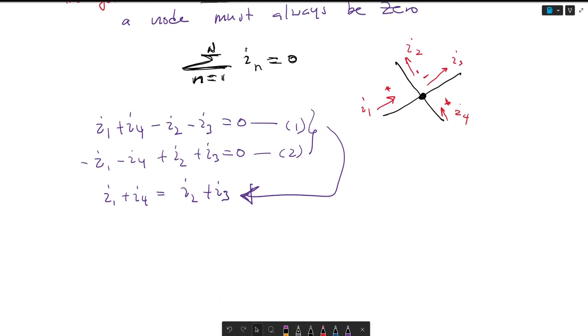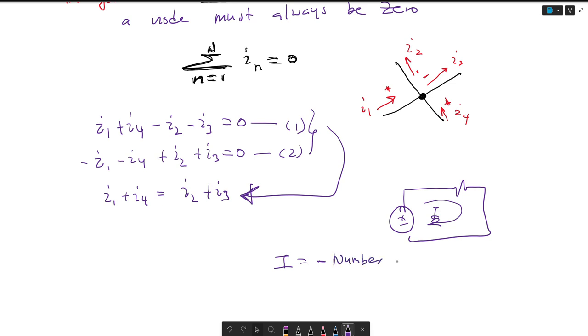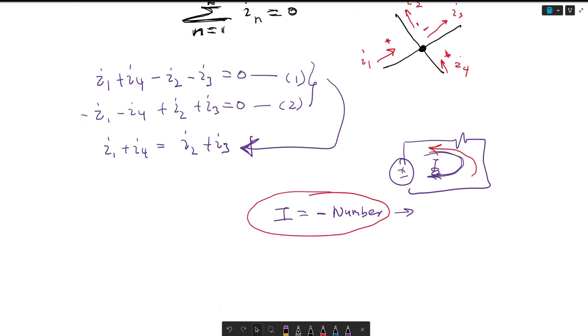If in any situation you have a current I and you get a negative number, this just means that the current you guessed is actually going in the opposite direction. So if you ever get a negative current, that just means the guess you made was wrong and it's actually going in the negative direction. So that's just a quick note to make.